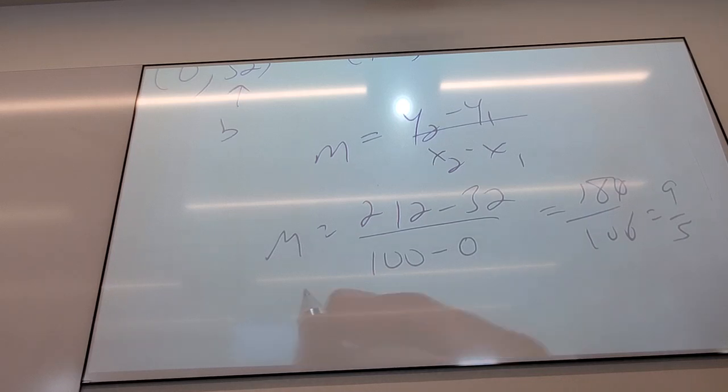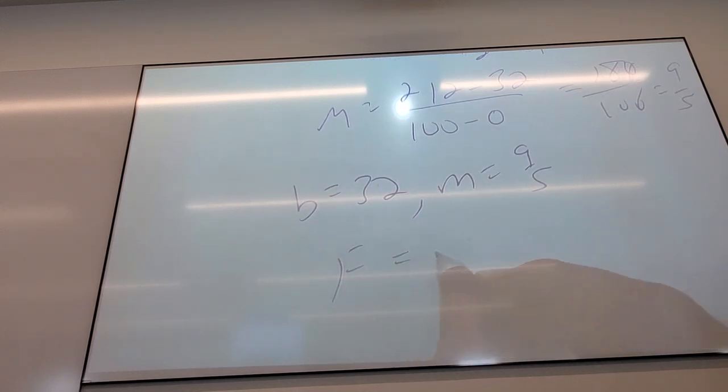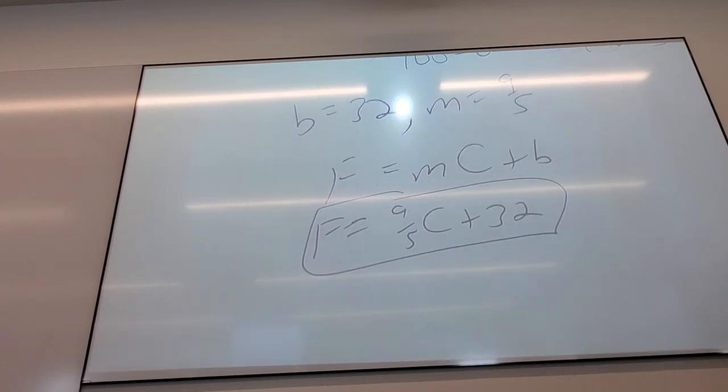So if I go back to my thing, I know B is 32. I know M is 9/5. So now I know F is 9/5 C plus 32. Does that look familiar to anybody? You guys ever seen that before?